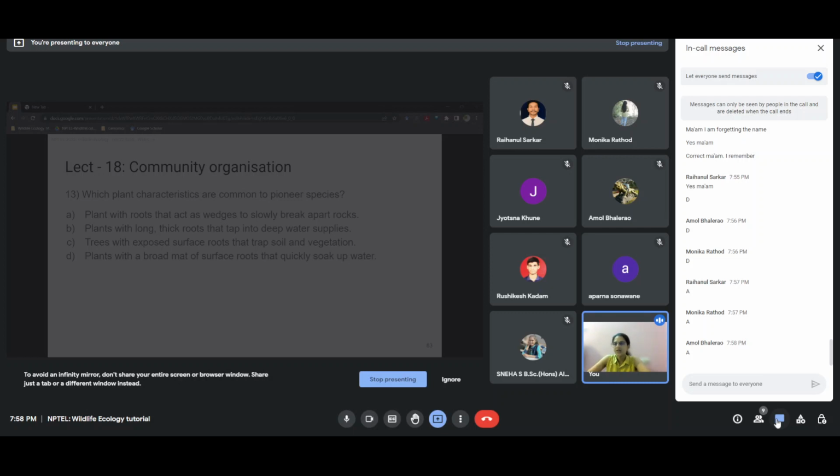All right. So yeah, it is actually A. So basically, what is the role of a pioneer species? A pioneer species is the first that invades a particular area that is usually barren, and they break down these barren rocks to form soil, right? So they need to have roots that can go deep into these rocks and break them apart. So that is the most important thing.